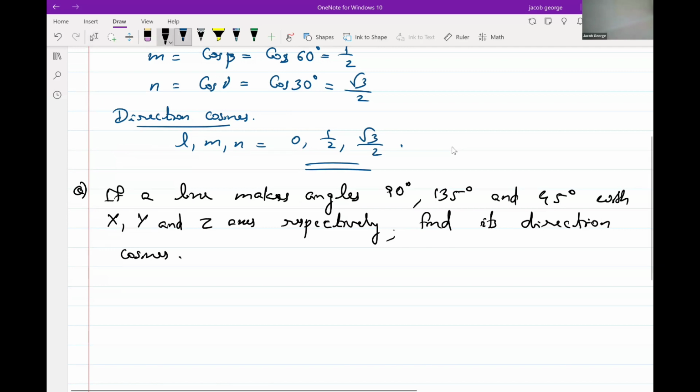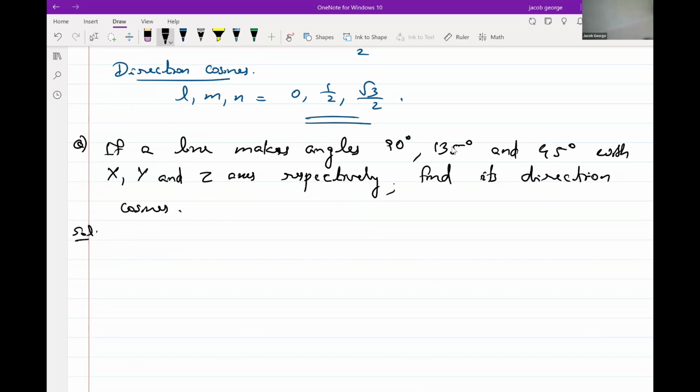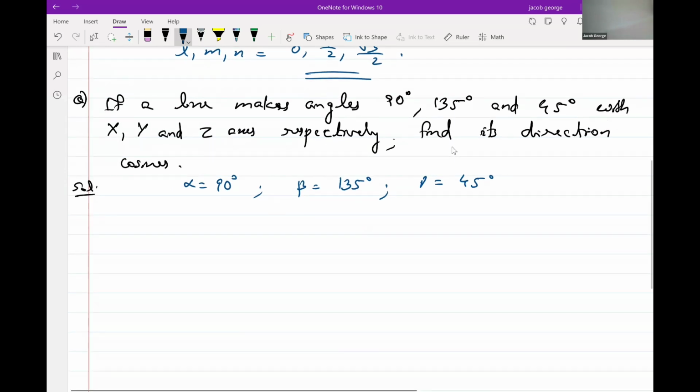Here also the same way, alpha, beta, gamma are given. Right, children, alpha is equal to 90 degree, beta is 135 degree, and gamma is equal to 45 degree. Then L is equal to cos alpha, which is cos 90 degree. What is cos 90? Cos 90 is 0. M is equal to cos beta, that is cos 135 degree.